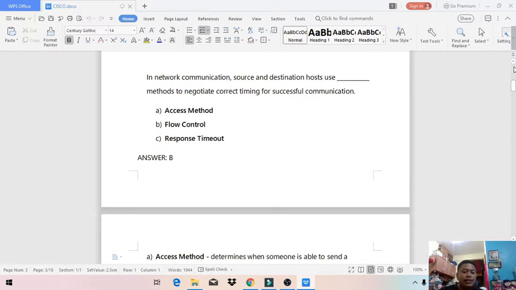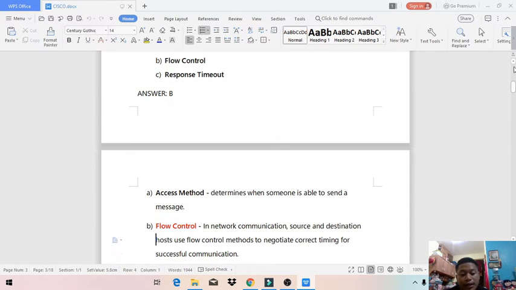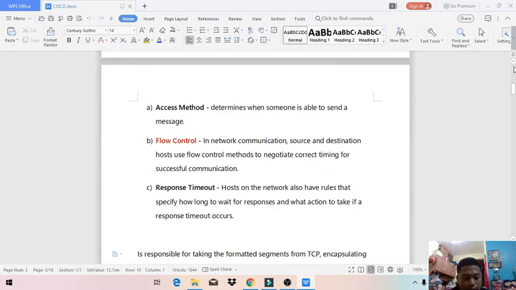Next is: in network communication, the source and destination host use blank method to negotiate correct timing for successful communication. Letter A is access method, letter B is flow control, letter C is response timeout. So the correct answer is letter B. Why? Because hosts use flow control methods to negotiate correct timing for successful communication. So let's proceed to the next.